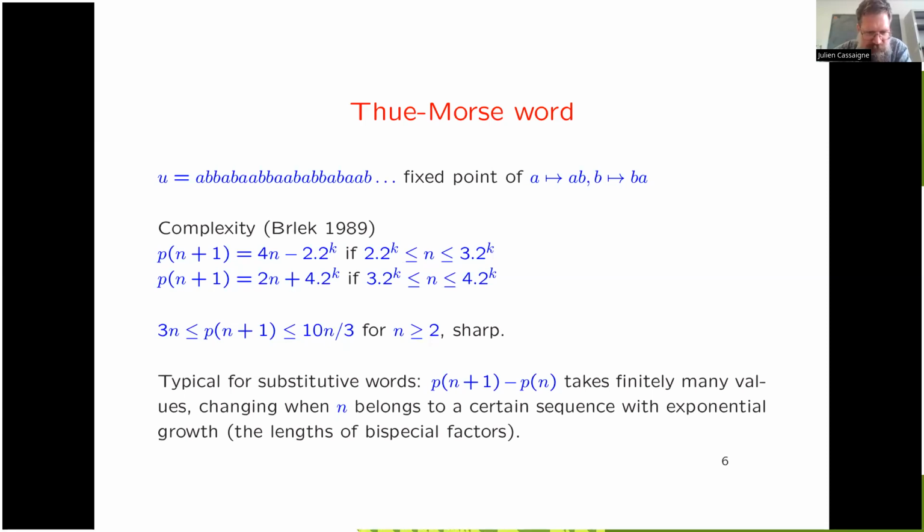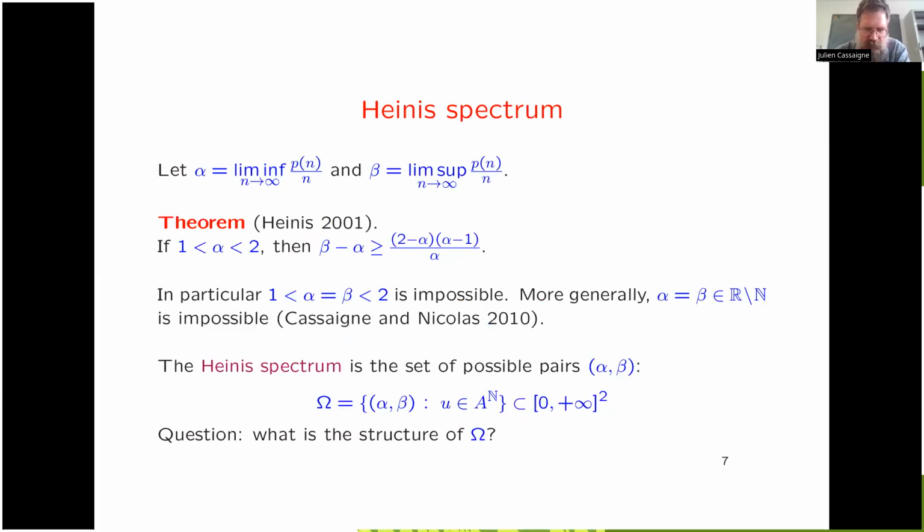So as I said, this is the typical behavior, and the intervals on which a given function applies, like 4n plus constant, are usually longer and longer. And the points where you change from one to the other follow some sequence that grows exponentially, and that can be described using special factors. I will speak about this at the end. So now I'm ready to introduce the Heinis spectrum.